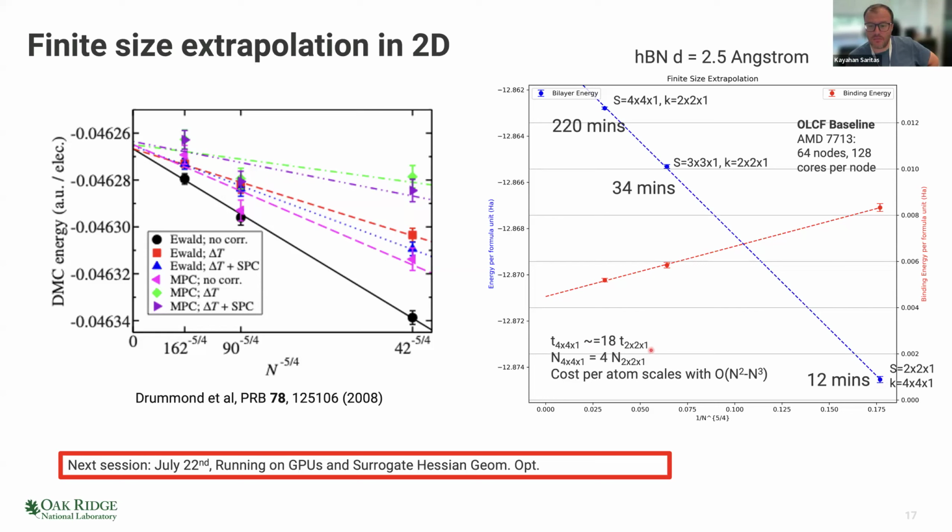So what we are seeing is that, since in this case we are doing a calculation where we are doing the extrapolation of energies per atom, the cost of the calculation scales with n square or n cube.